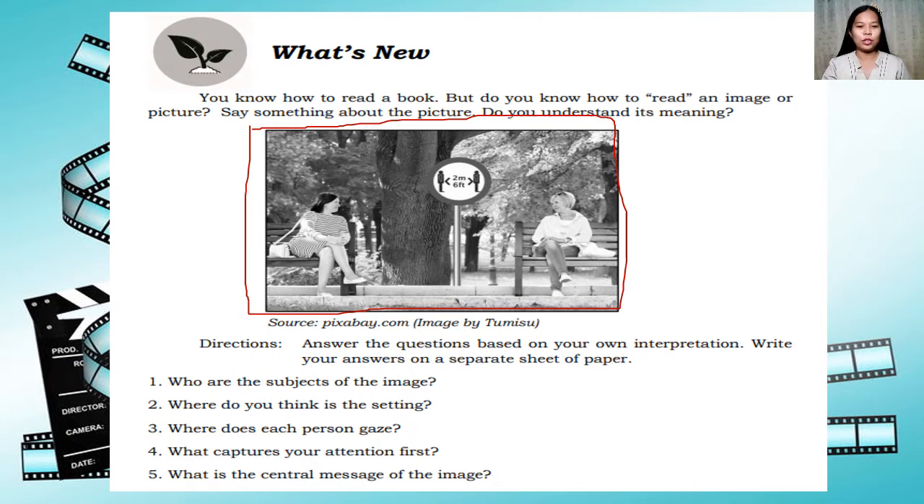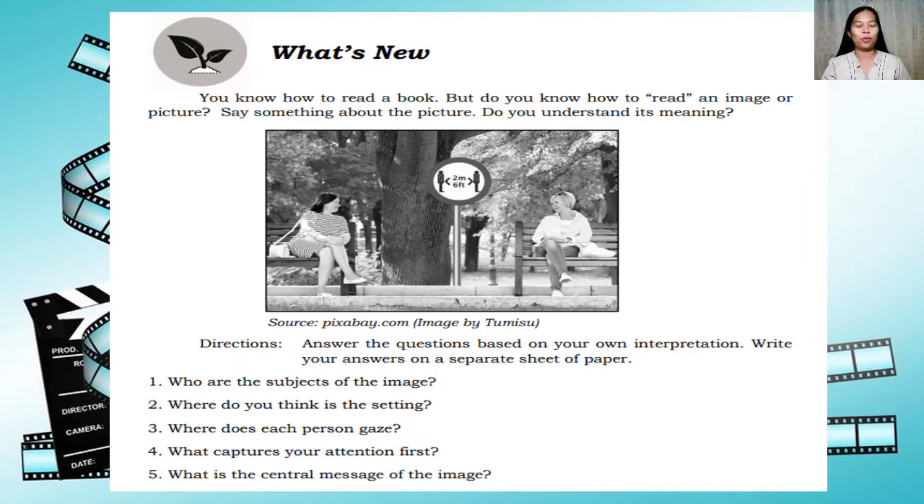So the directions for this activity: answer the questions based on your own interpretation. Write your answers on a separate sheet of paper or on the answer sheet provided to you. Number 1. Who are the subjects of the image?